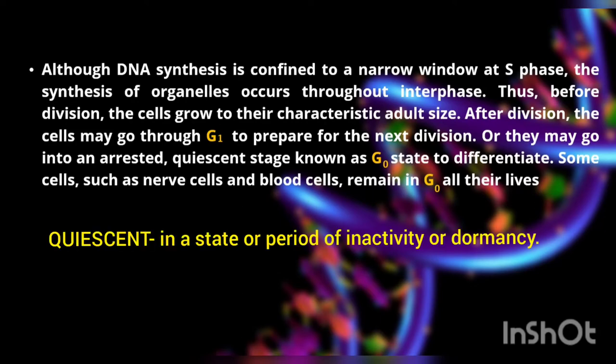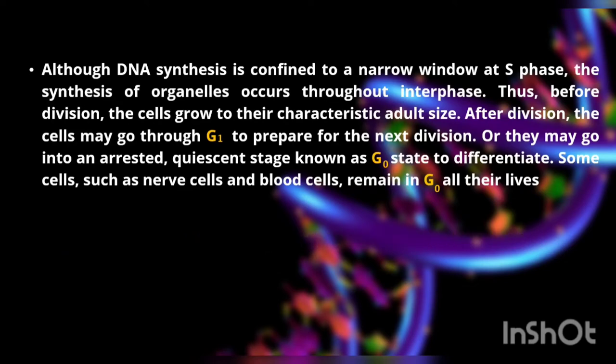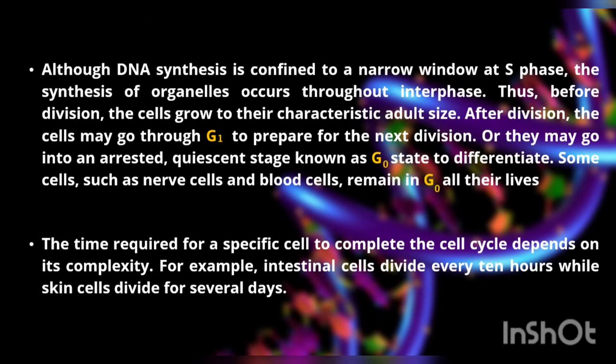arrested, quiescent stage known as G0 state to differentiate. Some cells, such as nerve cells and blood cells, remain in G0 all their lives. The time required for a specific cell to complete the cell cycle depends on its complexity. For example, intestinal cells divide every 10 hours, while skin cells divide for several days.